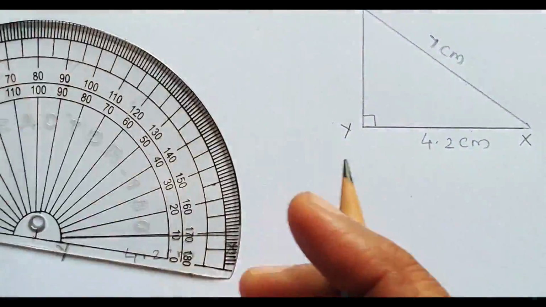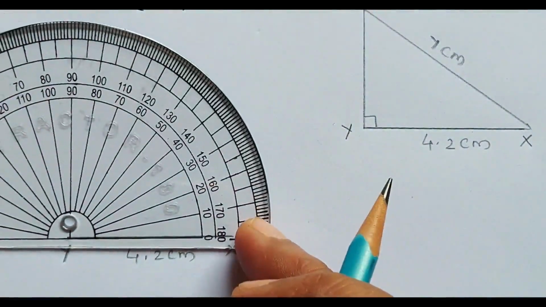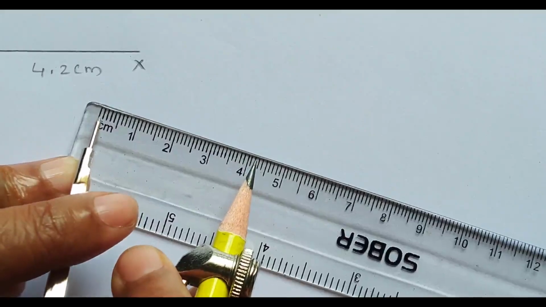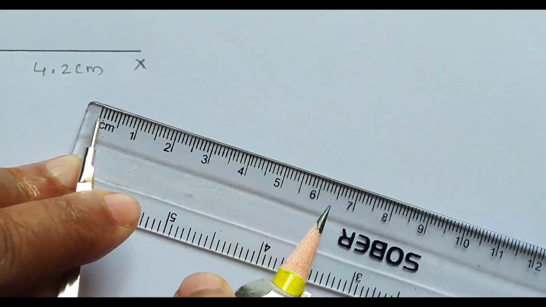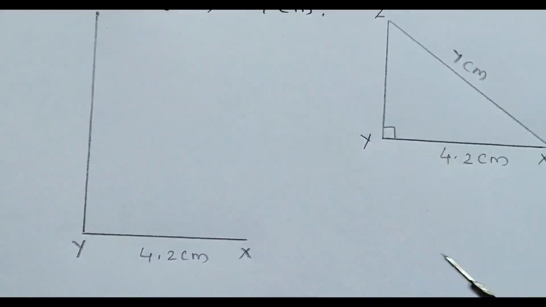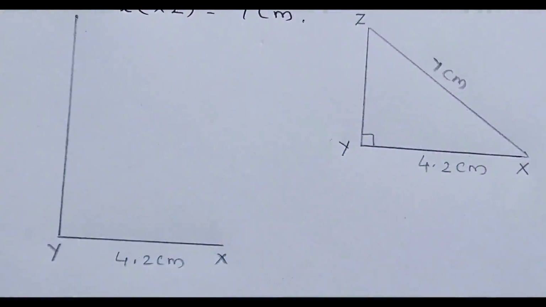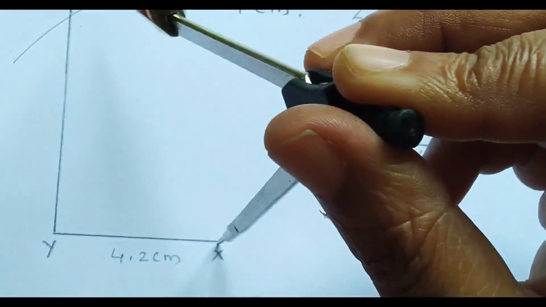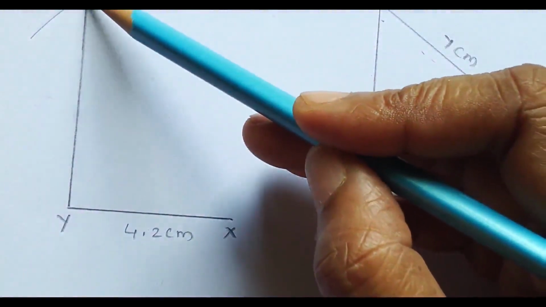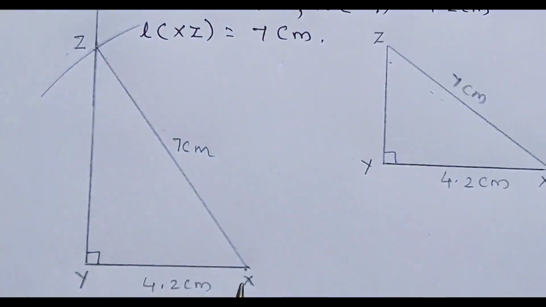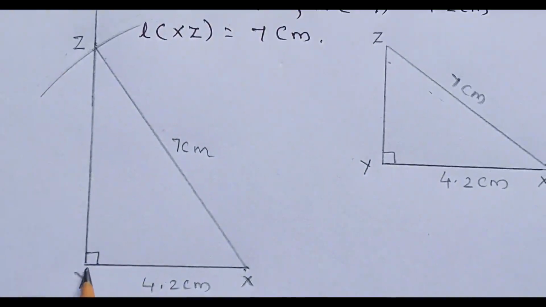Now with Y as vertex, mark 90 degrees. Join the 2 points. Now take 7 centimeters on the compass. Same step, keep the pointer at 0 and stretch the pencil pointer to 7 centimeters. Now keep the pointer at X because the distance XZ is 7 centimeters. Now keep the pointer at X and cut the previous line. Now you get the point of intersection here. Join this point and the point X. Mark this point as Z. You've got your triangle XYZ where angle Y is 90 degrees.